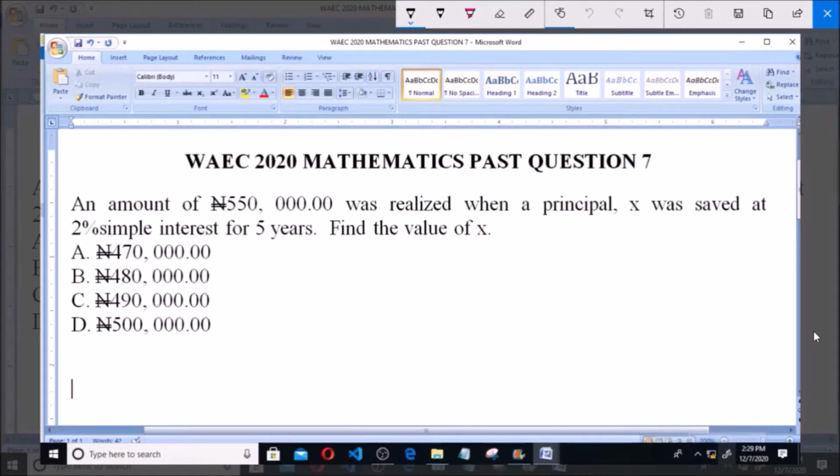Now, this was the total amount received. The simple interest, I, will be equal to the total amount received after this period of 5 years, which is 550,000 naira, minus the principal amount, which is X. The principal amount is X.